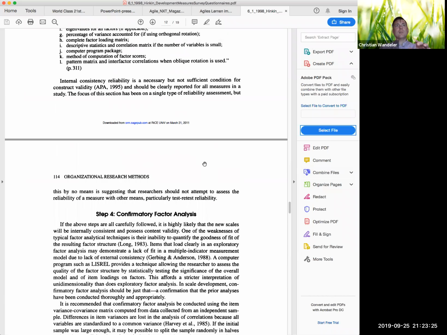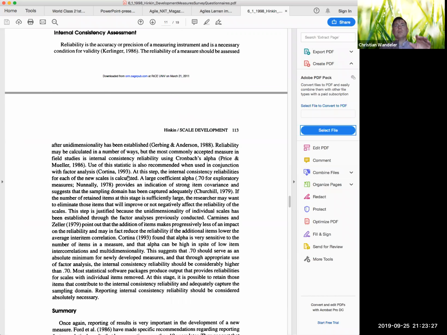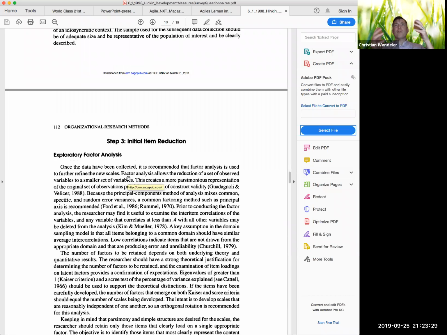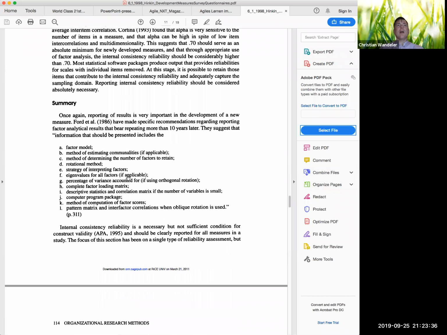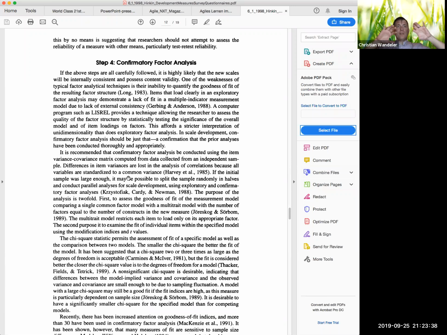And this is actually a stronger test of your structure. The first one, the exploratory, is exploratory factor analysis. You discover how this plays out. And then in a confirmatory factor analysis, you actually constrain your model and test, is it really that way?